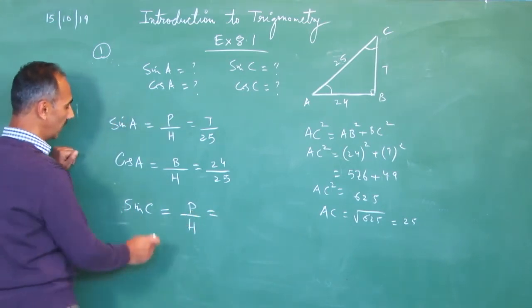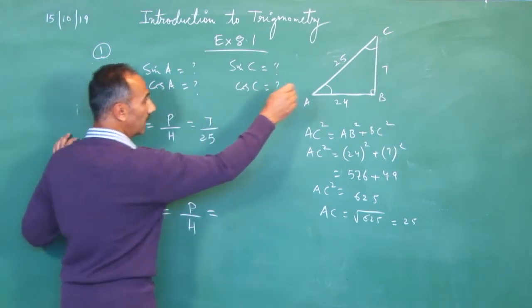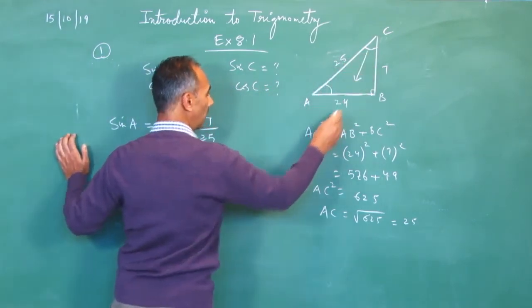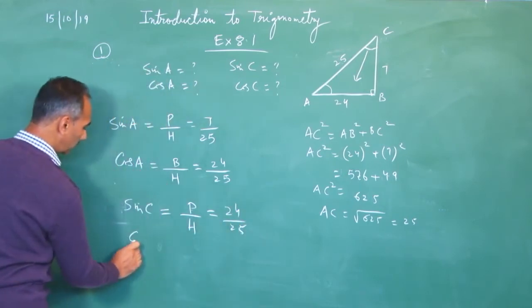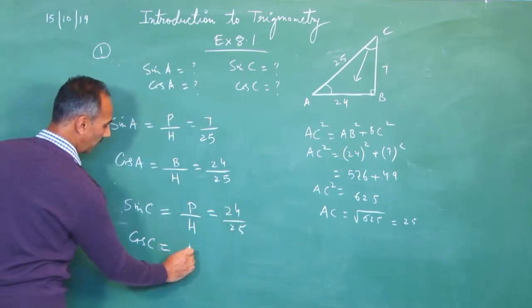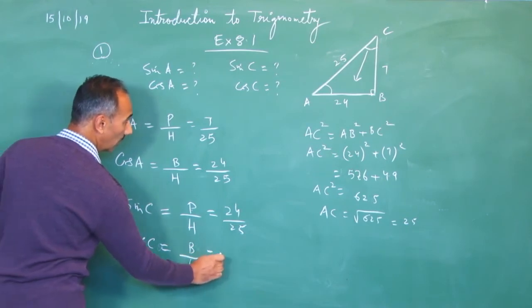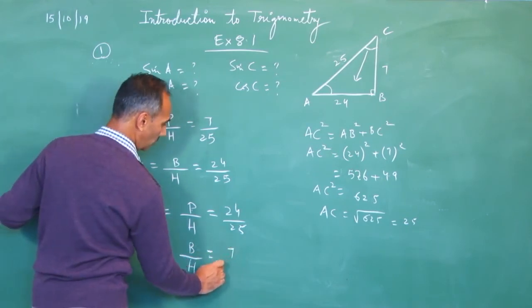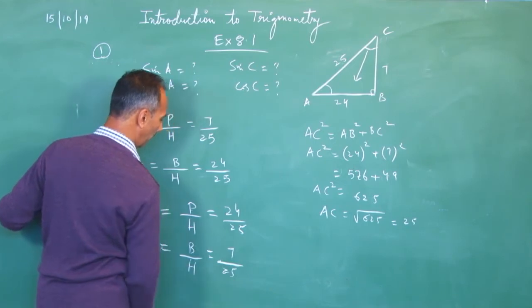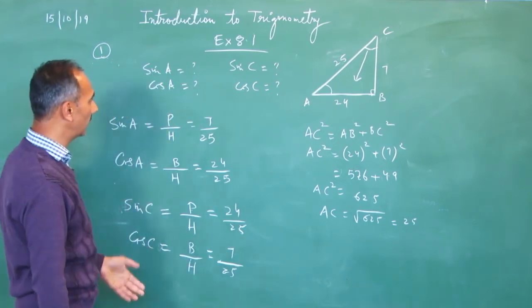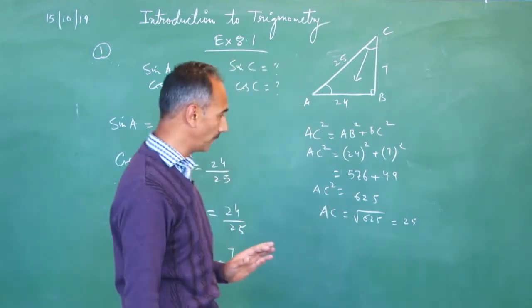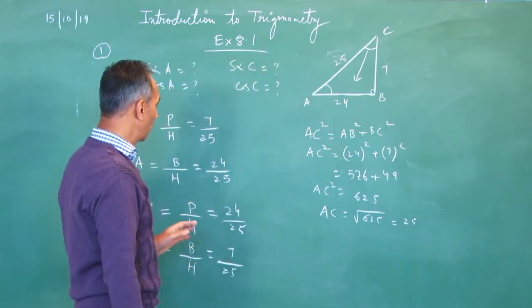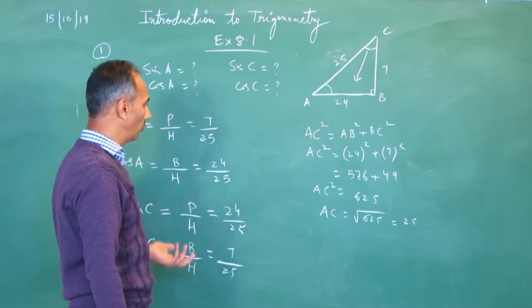What is perpendicular in this case when you take angle C? Perpendicular is 24 and your hypotenuse is 25. And cos of C is base upon hypotenuse. Base is 7 and hypotenuse is 25. So these are the values for sine and cos in terms of the acute angles A and C. So this was a simpler sum worth 2 marks.